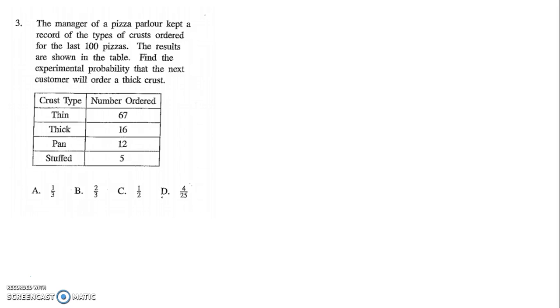Number 3 says the manager of a pizza parlor kept a record of the types of crusts ordered for the last 100 pizzas. The results are shown in the table below. Find the experimental probability that the next customer will order a thick crust. Okay, so if you just want experimental probability, you want the part who order thick crust out of the total orders.